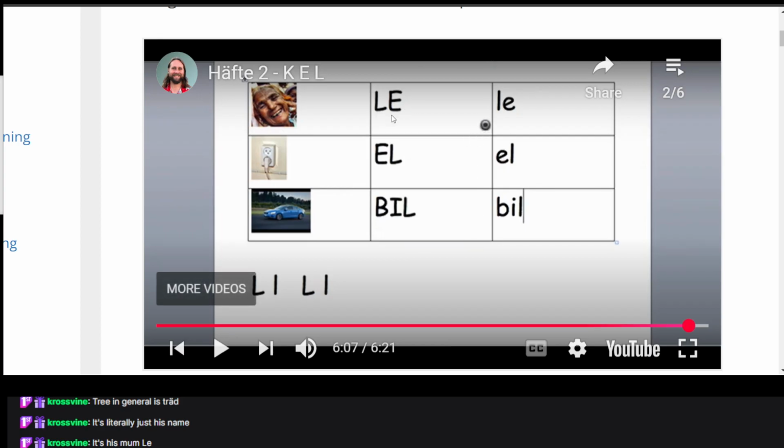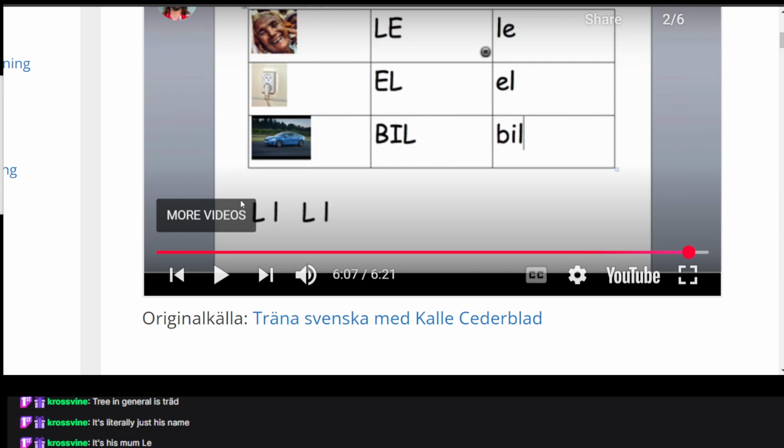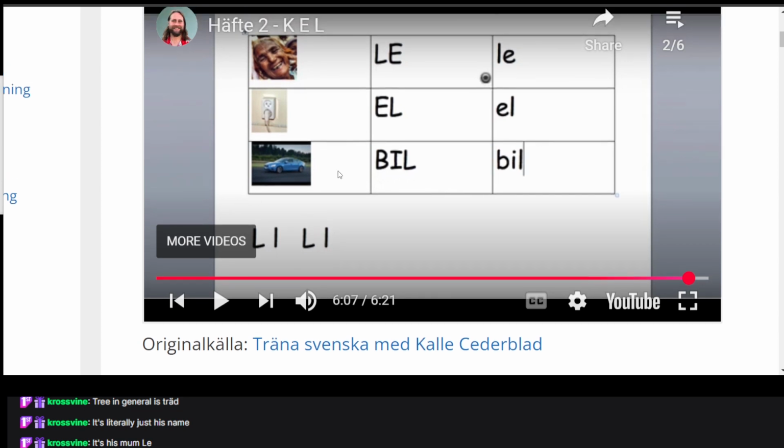I don't know why, but the way he says all these, like the L, or something, it sounds like a mosquito. Especially when he says this word, it sounds like a mosquito.